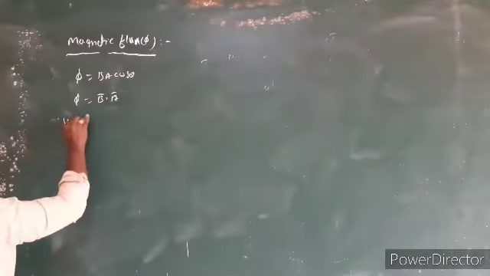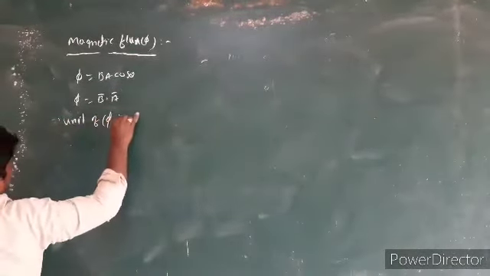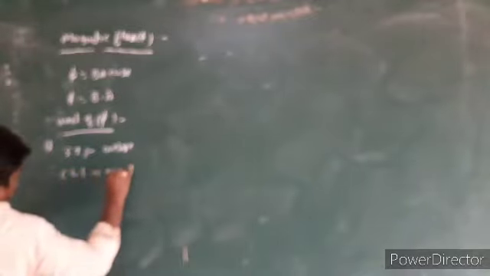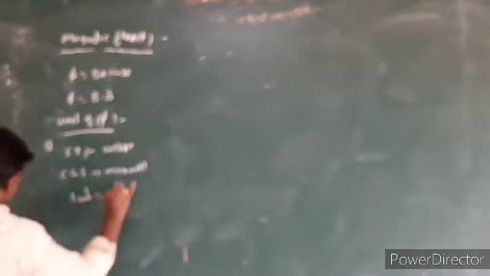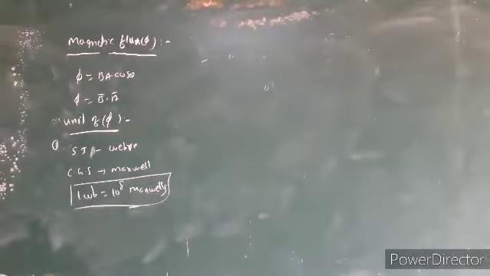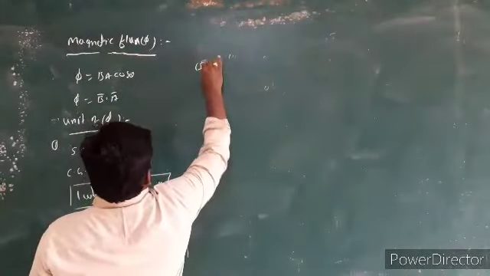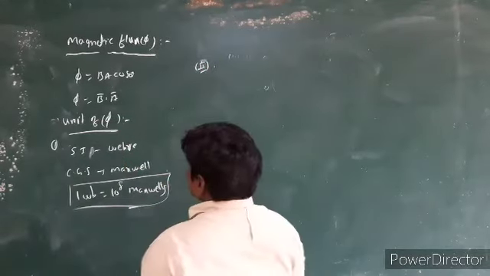Unit of phi, unit of flux. Generally we know the SI unit is Weber, and the CGS unit is Maxwell. 1 Weber is equal to 10 power 8 Maxwell. This is the relation between the SI and CGS units of flux. There are other units also.